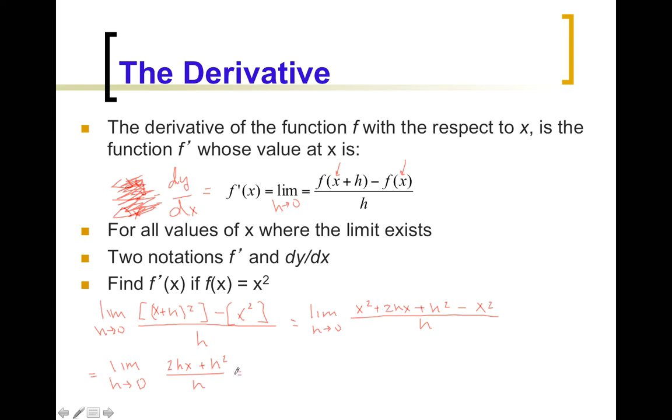Again, everything disappeared so we can cancel some h's. This becomes a 2x plus h. And then we say, okay, what happens as h approaches 0? As h goes to 0, this thing goes to 0. So I get the answer of 2x is equal to f prime at x. It's the derivative of the function itself.